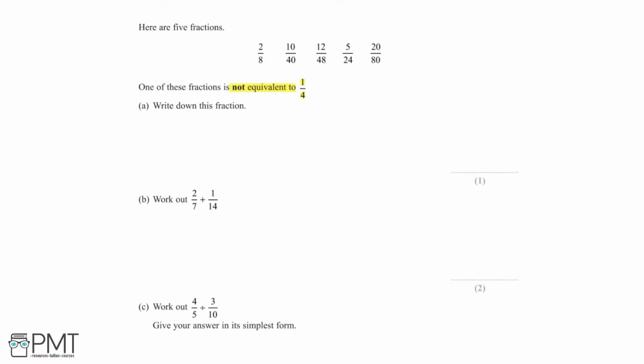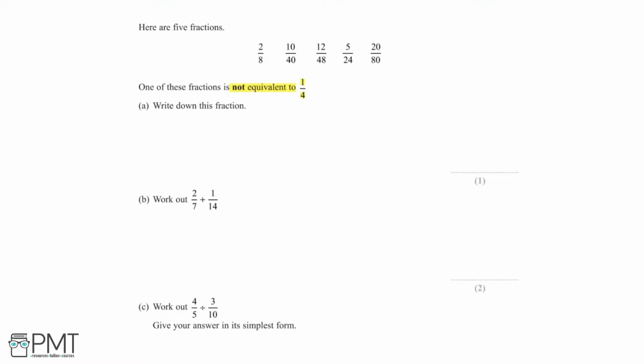And in part A, we need to identify this fraction and write it down. So let's work through these fractions in order. We first have 2 out of 8, and now to see if 2 out of 8 is equivalent to 1 out of 4, let's divide the numerator and the denominator to see if we get an answer equal to 1 over 4. Now when we divide the numerator by 2, we get 1, and dividing the denominator by 2, we get 4. And so 2 out of 8 is equivalent to 1 out of 4.